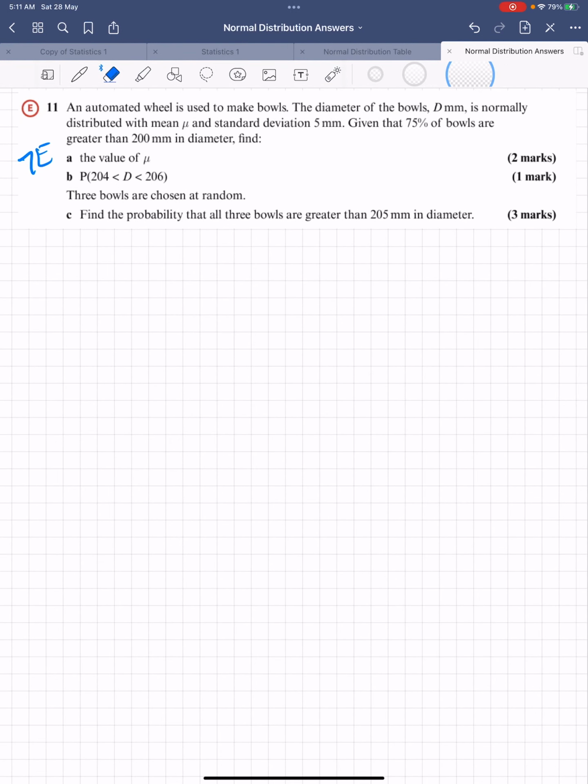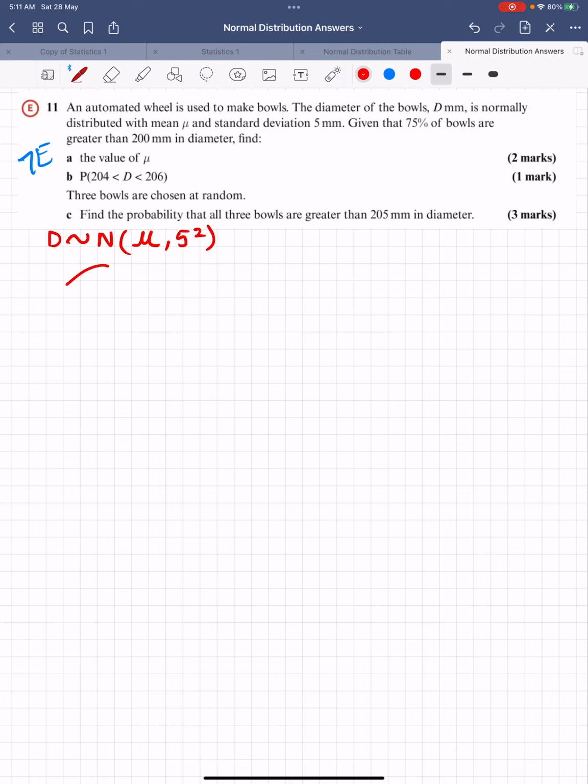Exercise 7E, question number 11. An automated wheel is used to make bowls. The diameter of the bowls, d millimeters, is normally distributed with a mean of mu and standard deviation of 5 millimeters. Given that 75% of the bowls are greater than 200 millimeters in diameter, find the value of mu.